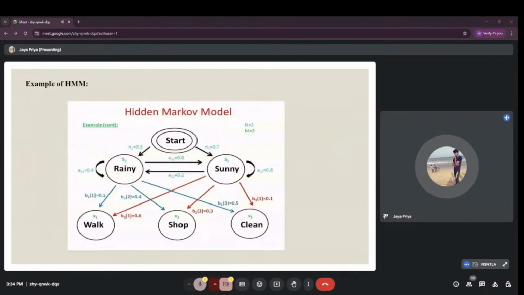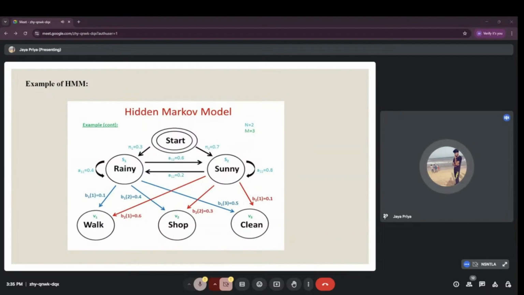Next, an example of a Hidden Markov model. Imagine a person inside a room with no windows. They cannot see the weather, but they can guess it based on a friend's activities. If the friend is walking, shopping, or cleaning, we can infer whether it's sunny or rainy. The system has two hidden states: rainy is S1, sunny is S2. These represent weather conditions which are unknown to us.